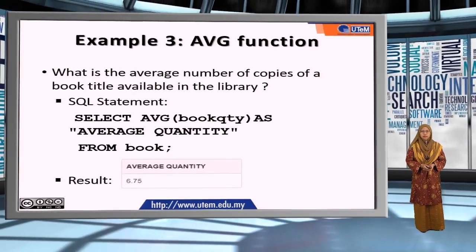For the third example, we will look at the average aggregate function. Suppose we want to get the average number of copies of a book title available in the library. The SQL statement in the slide shows how we use the average function on the book quantity column to get the average number of book copies. The result of this SQL statement is the average number of copies of a book title, which is 6.75.